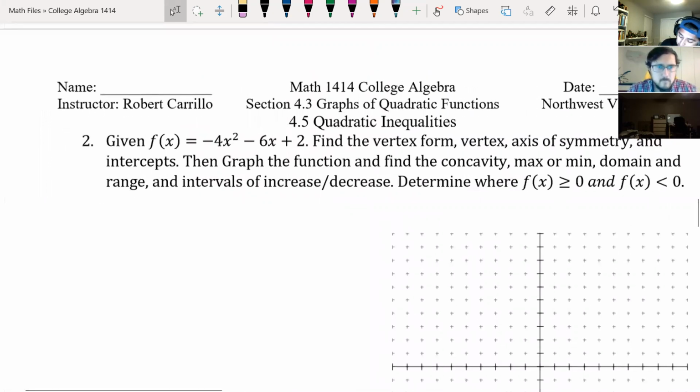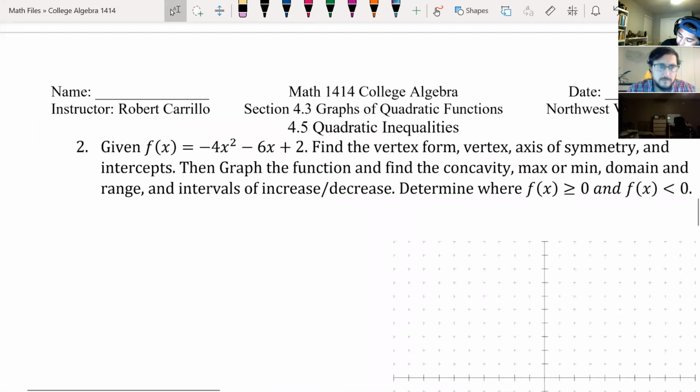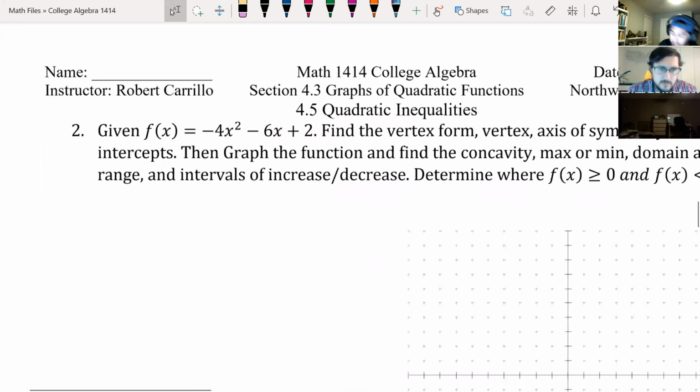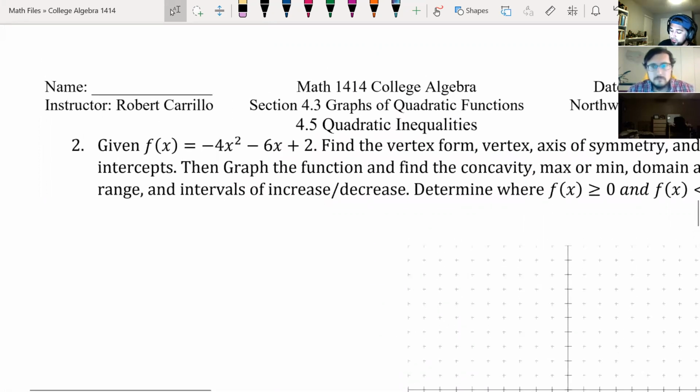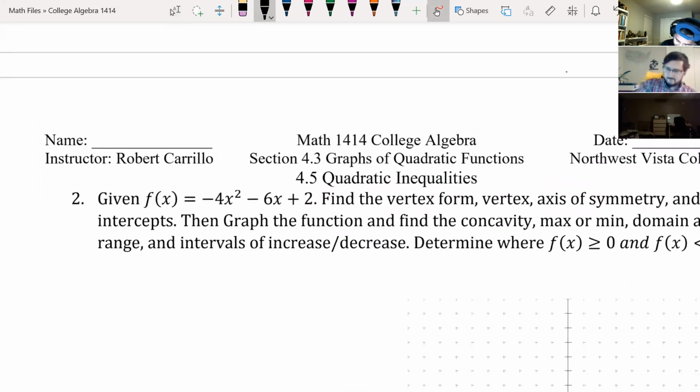Okay. Here we go again. So given negative 4x squared minus 6x plus 2, go through all of that again. I think that last problem took like 30 minutes. Imagine our homework. Right? Well, I mean, if I wasn't teaching you, I'd be doing these in like 2 minutes, but that's just me, okay? You're smart. Maybe I've just done it too many times.